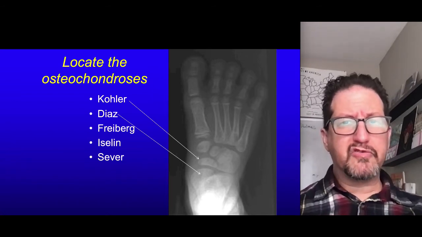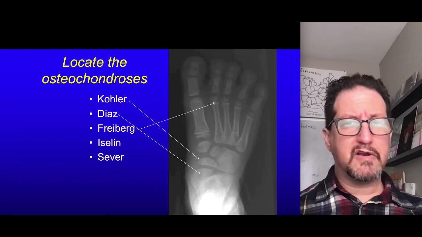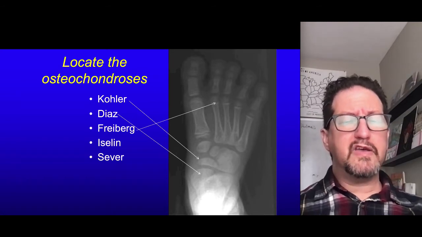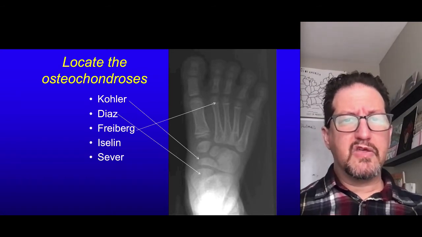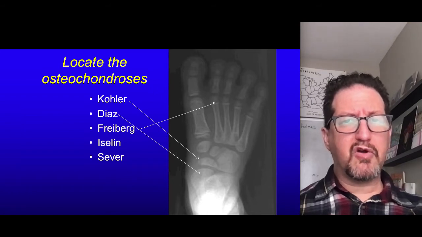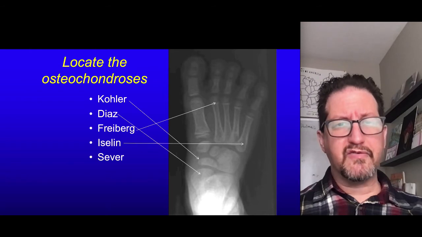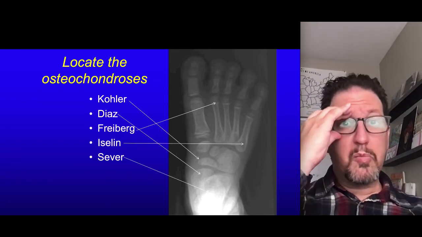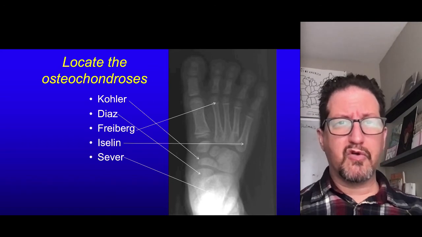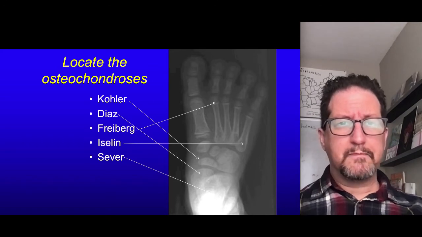Freiberg, or Freiberg's infarction, is common to the second metatarsal head, while Iselin is the fifth metatarsal apophysis, and I already mentioned a minute ago that Sever is for the calcaneus. Now there's a whole bunch of others that you need to know, so don't forget about those others.